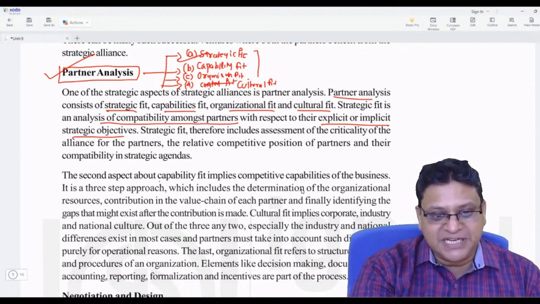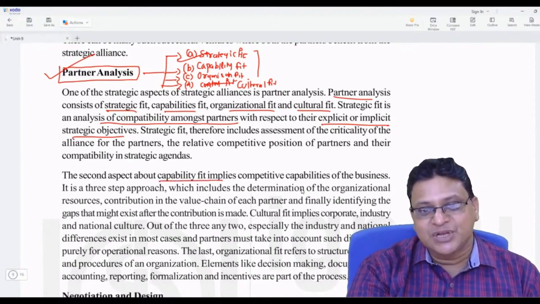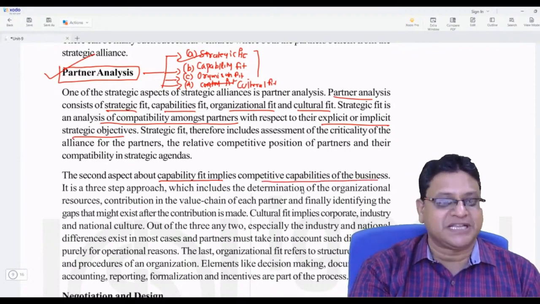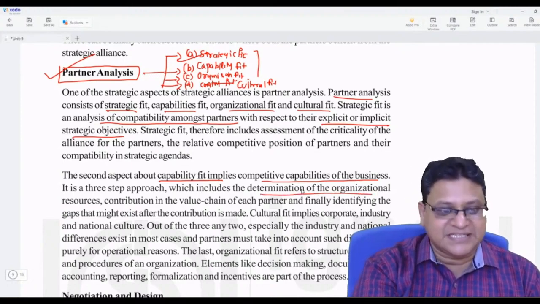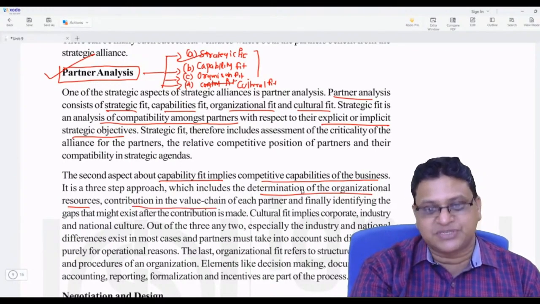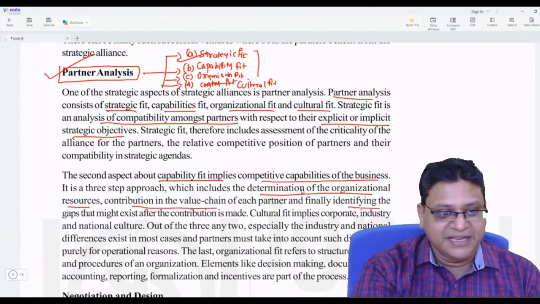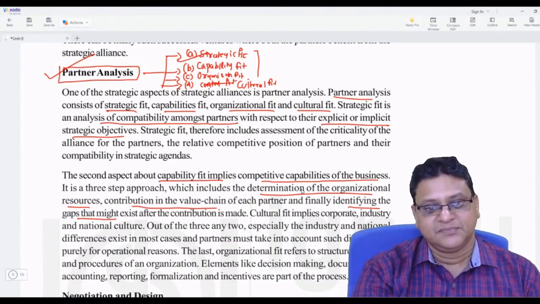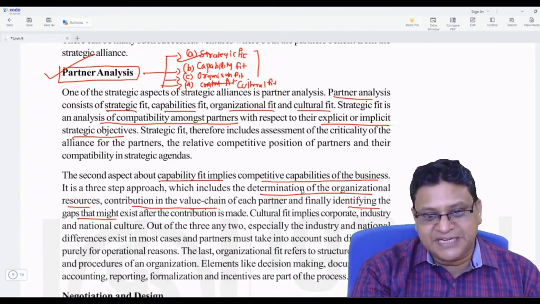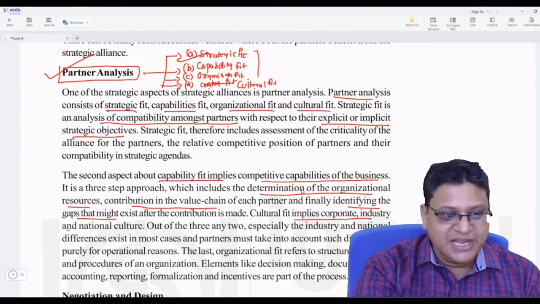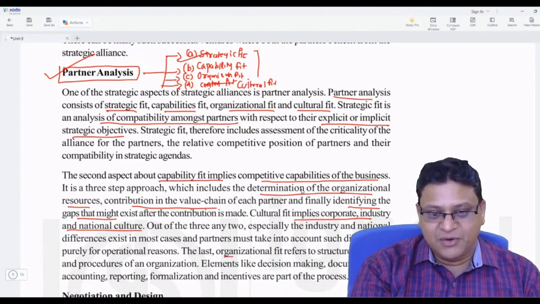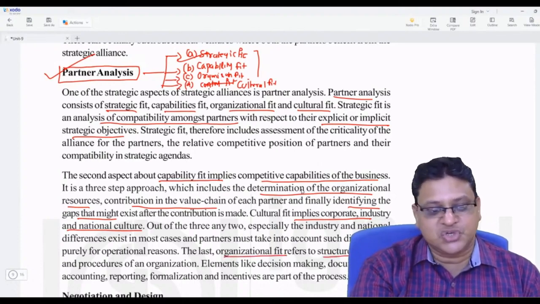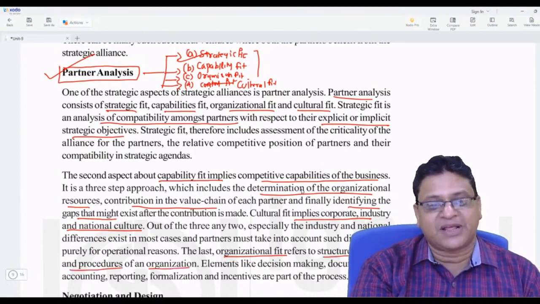Second aspect is capability fit. It implies competitive capabilities of the business. It includes determination of organizational resources, contribution in value chain, and identifying the gap. This is known as capability fit. And cultural fit implies corporate, industry, and national culture. And what is organizational fit? Organizational fit refers to the structure, systems, and procedures of an organization.